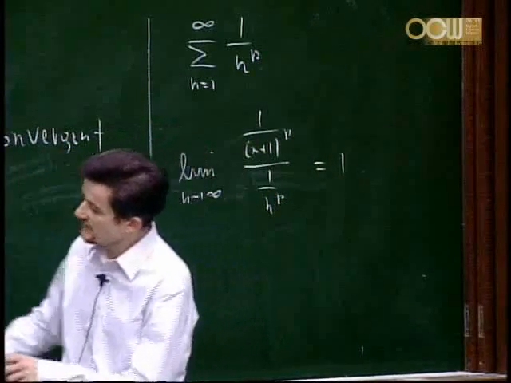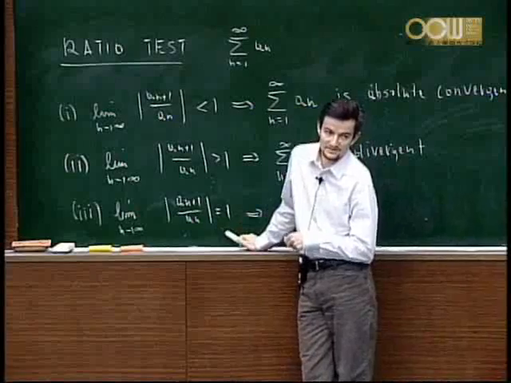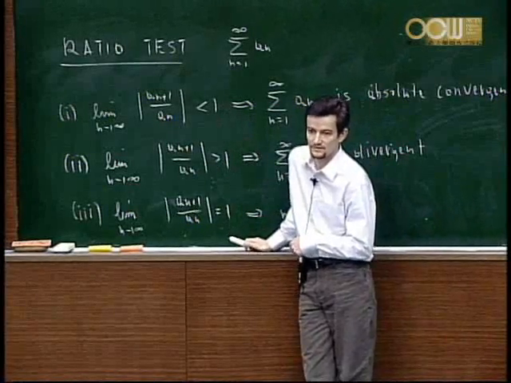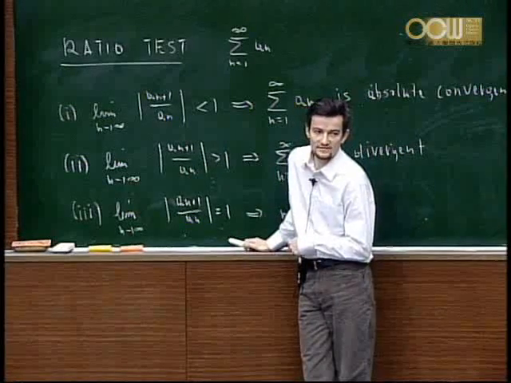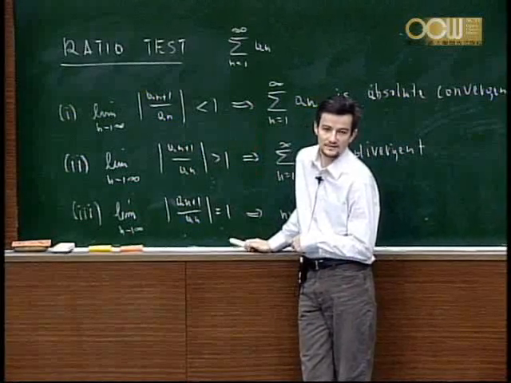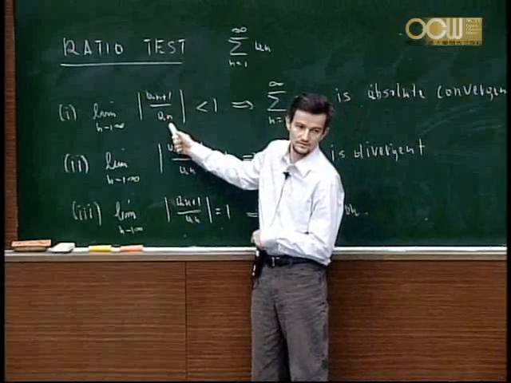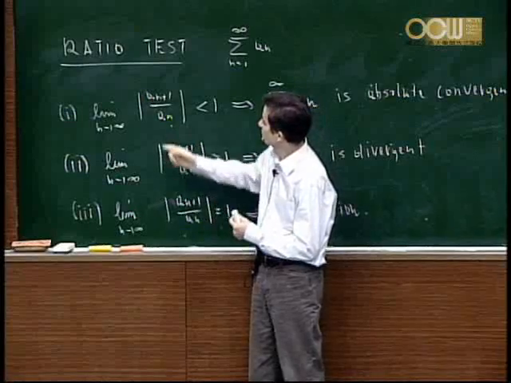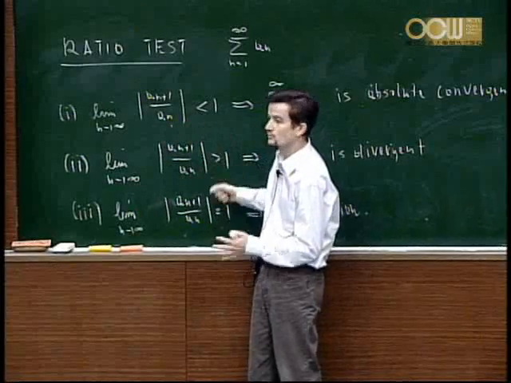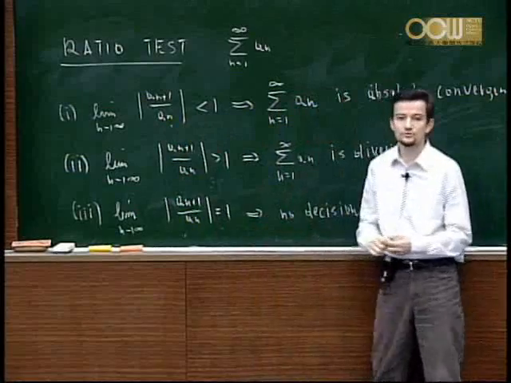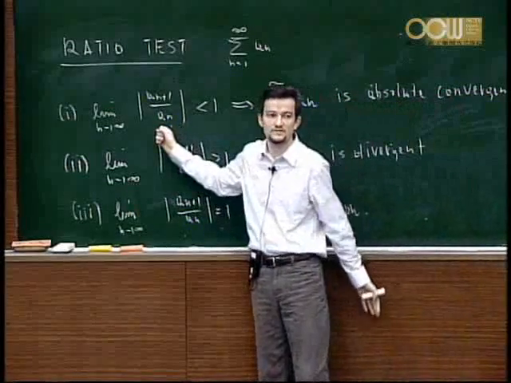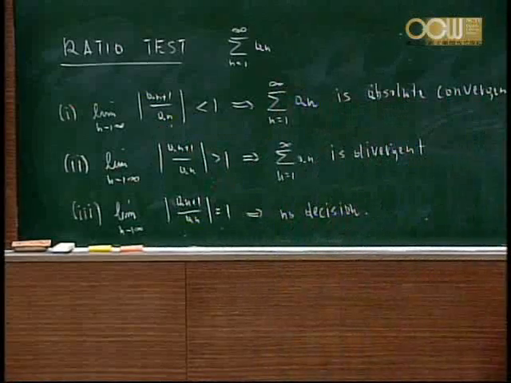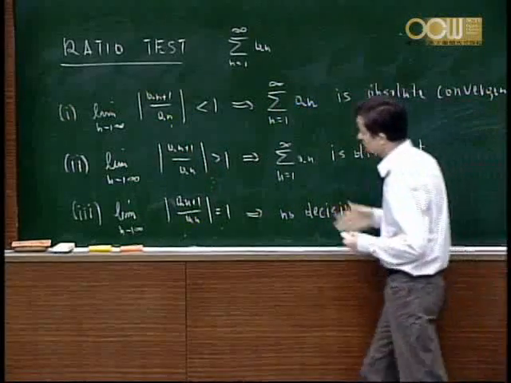Actually, I said this is the last case which is left, but it's not really true. These are not the only three cases. Another situation which is not discussed by the ratio test is the case where this limit does not exist. All three cases are only applicable if the limit exists: smaller than 1, larger than 1, or equal to 1. But it could also happen that this limit does not exist, and then the situation is more complicated. So this is the ratio test.